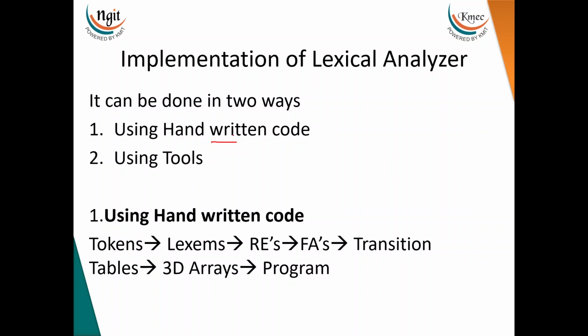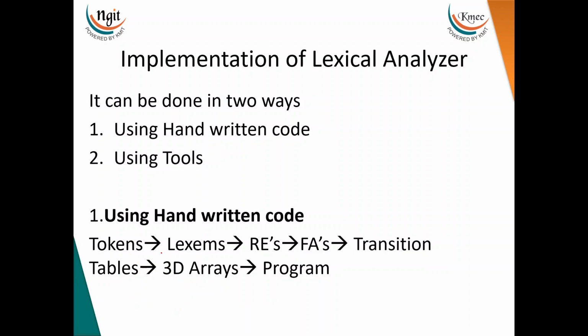For example, assume that you are developing a compiler for some XYZ language, and the first phase is lexical analysis. If you want to write the code for lexical analysis, first you have to decide what the tokens are, and when lexemes are going to be identified. Then you write the regular expressions and convert the regular expressions to finite automata. Then convert the finite automata to transition tables. These tables you can represent in 3D arrays. Then you can write a C program on it to recognize the tokens.